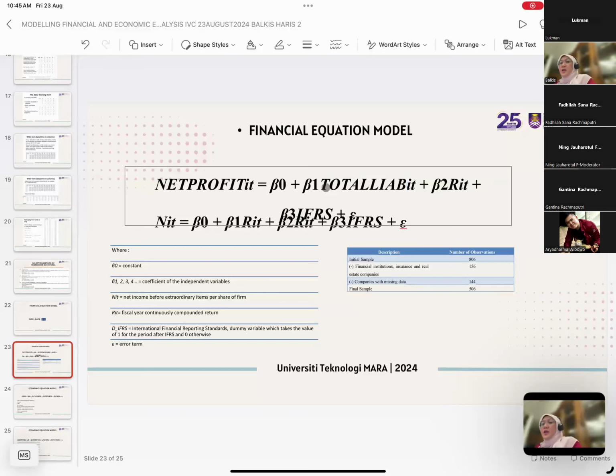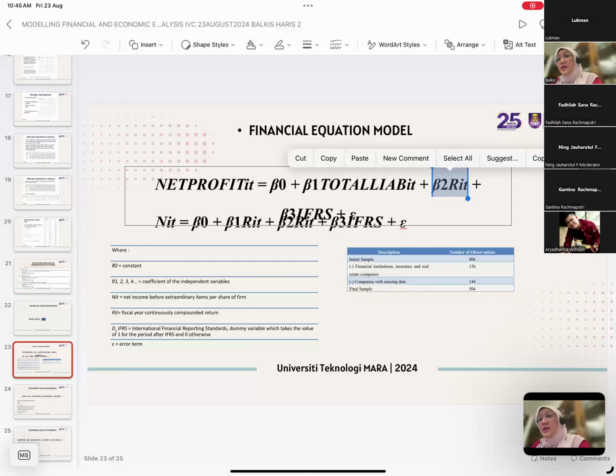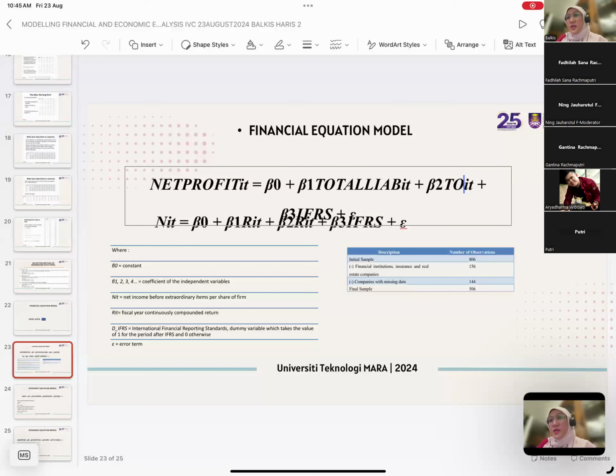Means that based on the theory, it says that a higher debt level has a positive relationship with net profit, because high debt means high risk. High risk means high income or high return. So let's say beta 1 is total liabilities, x1, and x2, let's say, is the total asset.